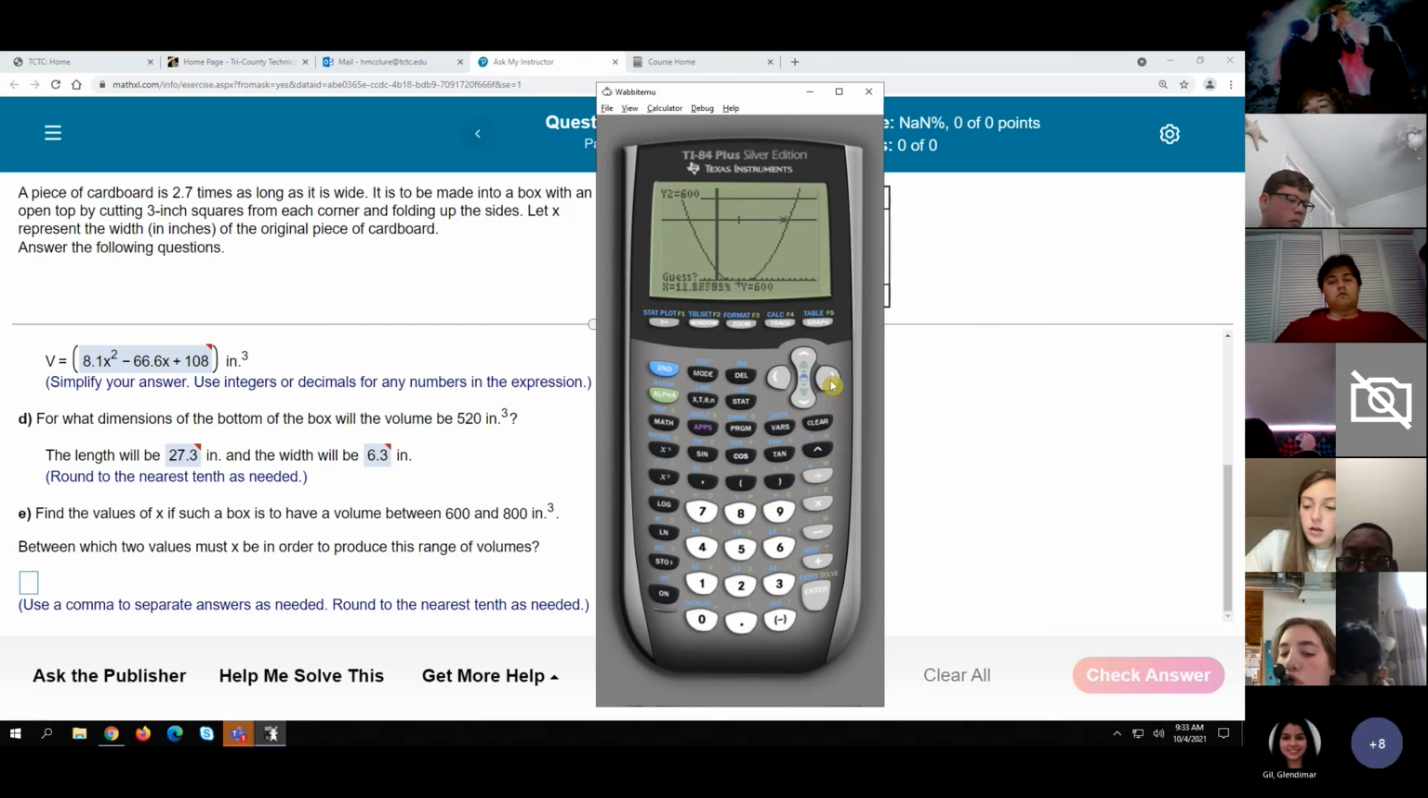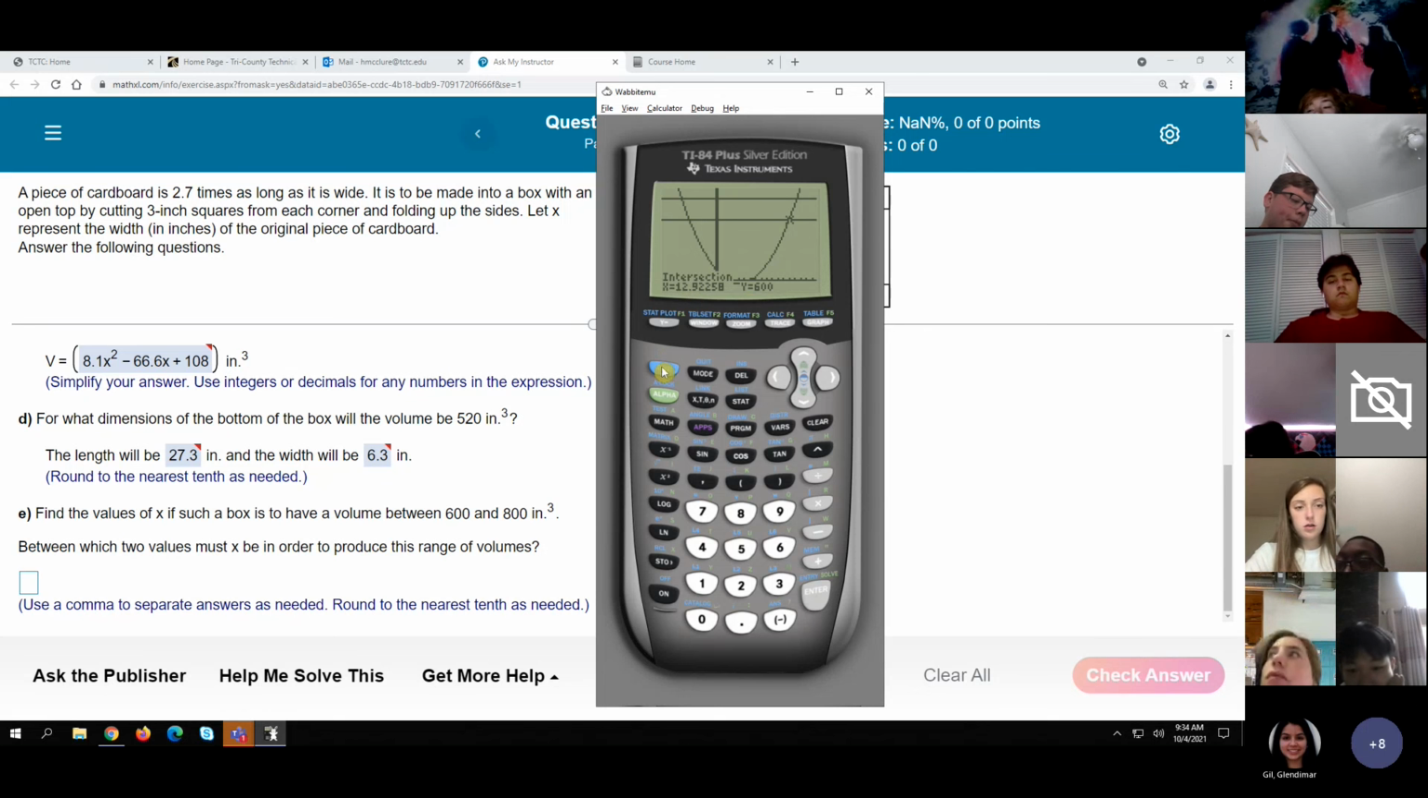Now they were wanting the range. So that means they're wanting the Y values. So go ahead and, well, no, the Y, there's 12.92. 12.92 is at 600.